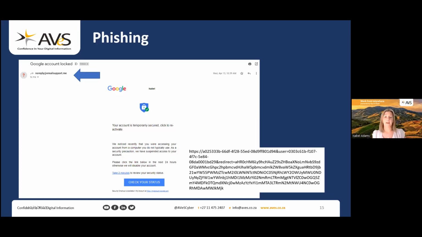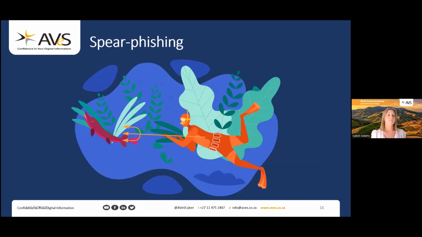It will look like Google, and as soon as you enter your username and password and reset your password, you are giving the hackers access into your actual Google accounts.